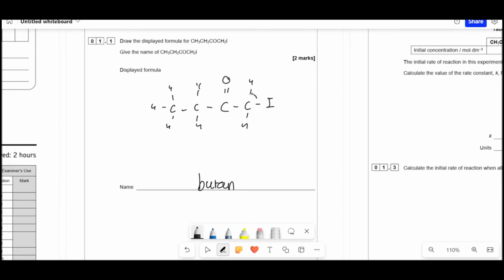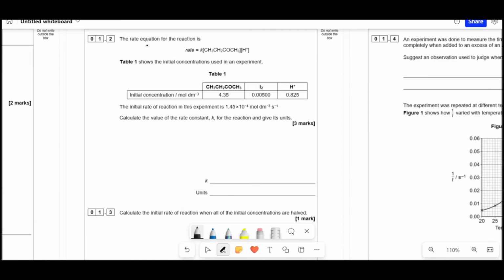So it's on the second carbon, so 2-one. And then we have an iodine as well. Where's the iodine? It's on the first carbon. So 1-iodobutan-2-one.